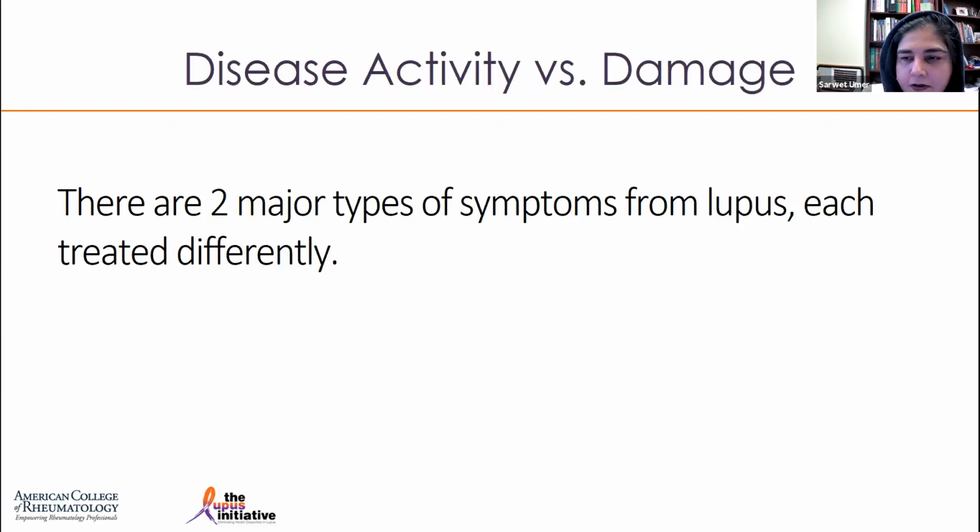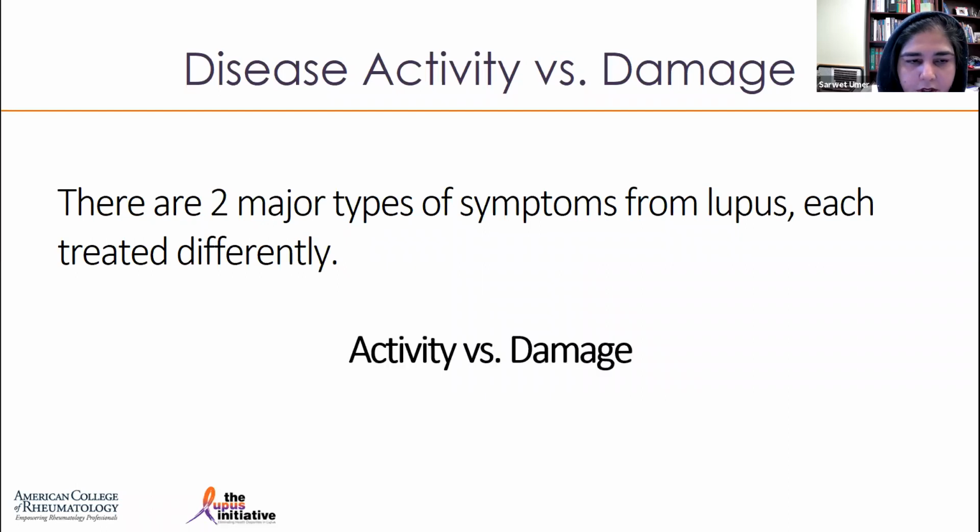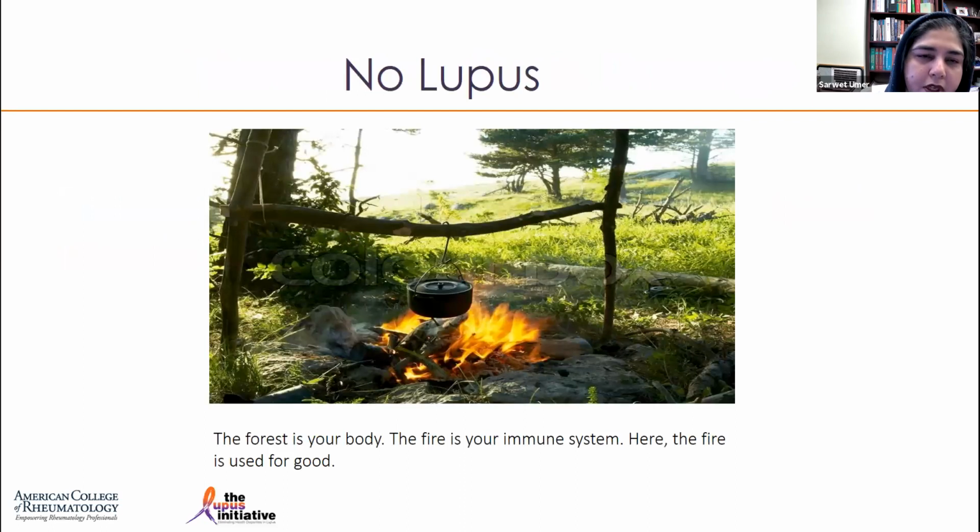There are 2 major types of symptoms from lupus, which are each treated differently: activity and damage. For damage, there are so many things that you can do. Some of the damage may be permanent to the organs, but for activity, we always see there is room to act, and we will start with immunosuppression.